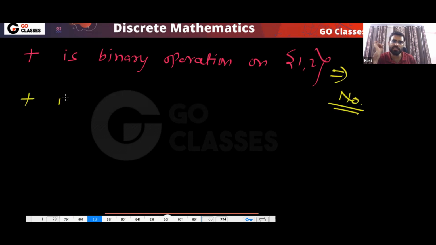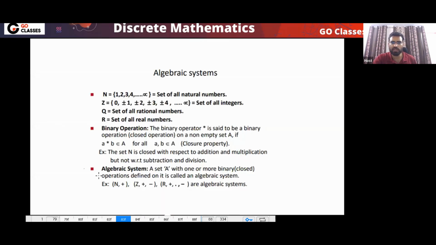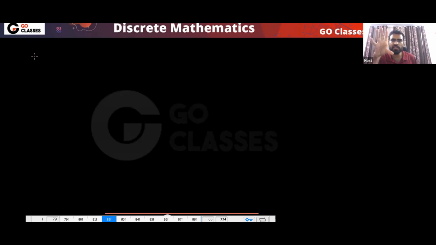But you can notice that addition is a binary operation on the set of natural numbers. Yes. Okay, I hope this is clear to everyone. So that is what binary operation is. Now just let me tell you one final thing.